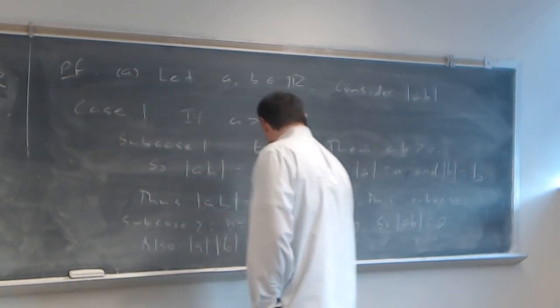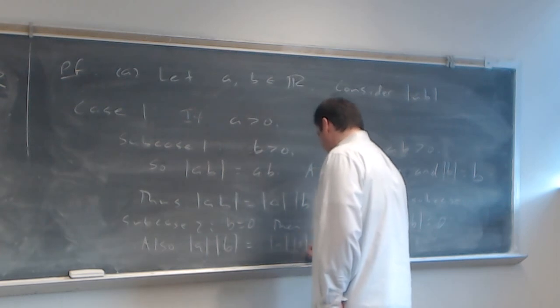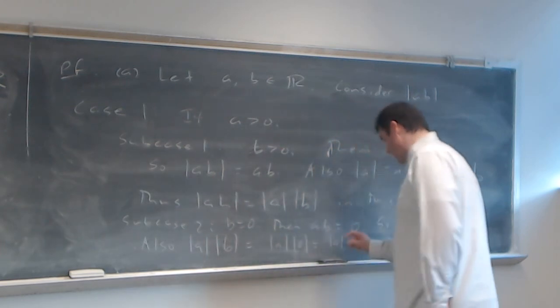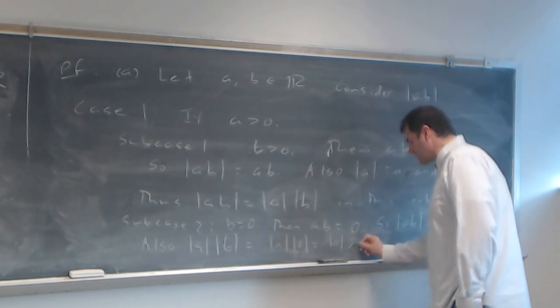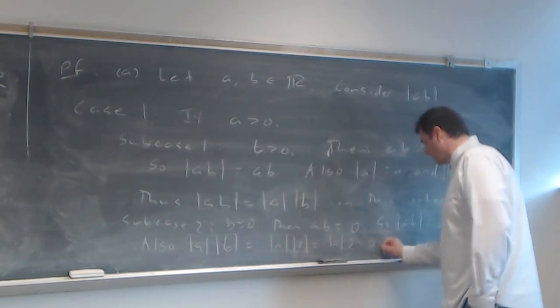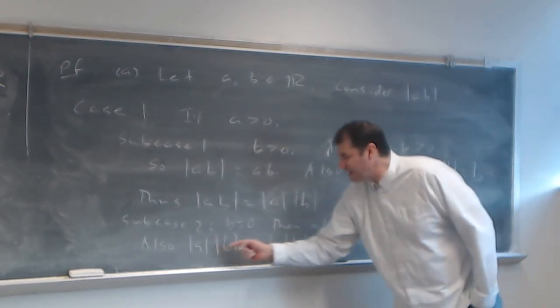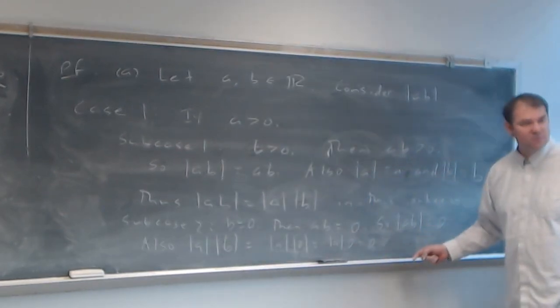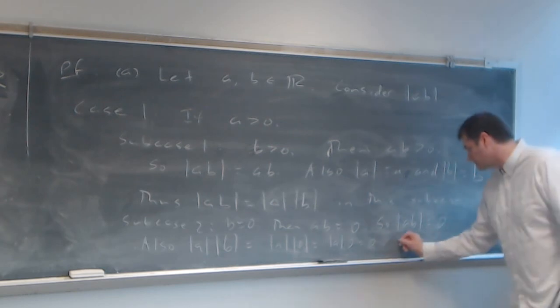Also, if you look at the right-hand side, the absolute value of A times the absolute value of B, what's it equal to? It's equal to the absolute value of A times the absolute value of 0, which is the absolute value of A, a real number, times 0. Well, what's a real number times 0? 0. So the absolute value of A times B is 0, and the absolute value of A times the absolute value of B is equal to 0. So they're both equal to 0, so they must be equal to each other.